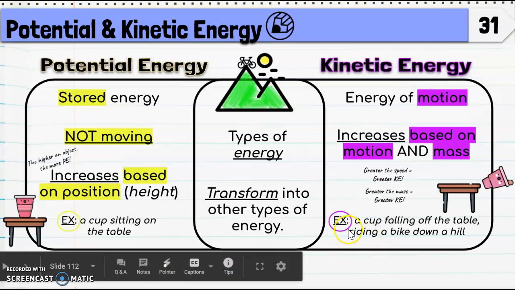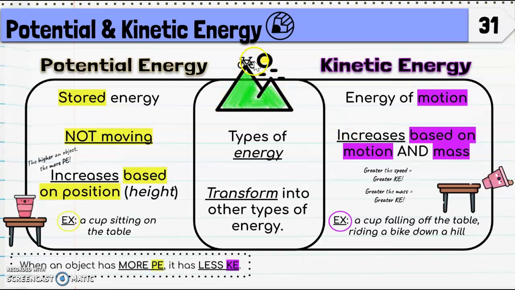Another example would be riding a bike down a hill. And if we look at this image, we see the bike at the top of the hill. And we know since this hill has more height compared to this one, at this point, it has greater potential energy. And if you think about riding a bike down a hill, we know if you go down this hill, you would have more kinetic energy because you would be moving faster.